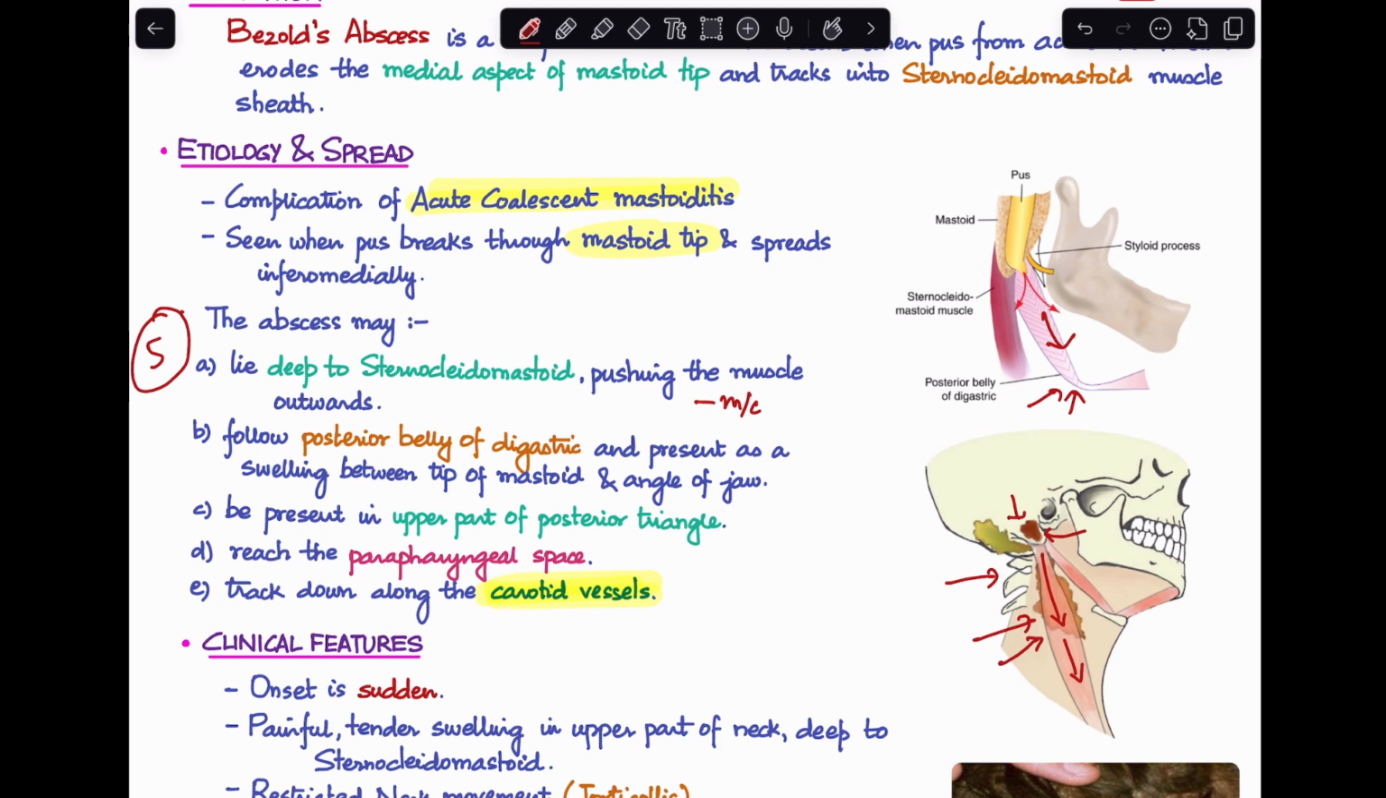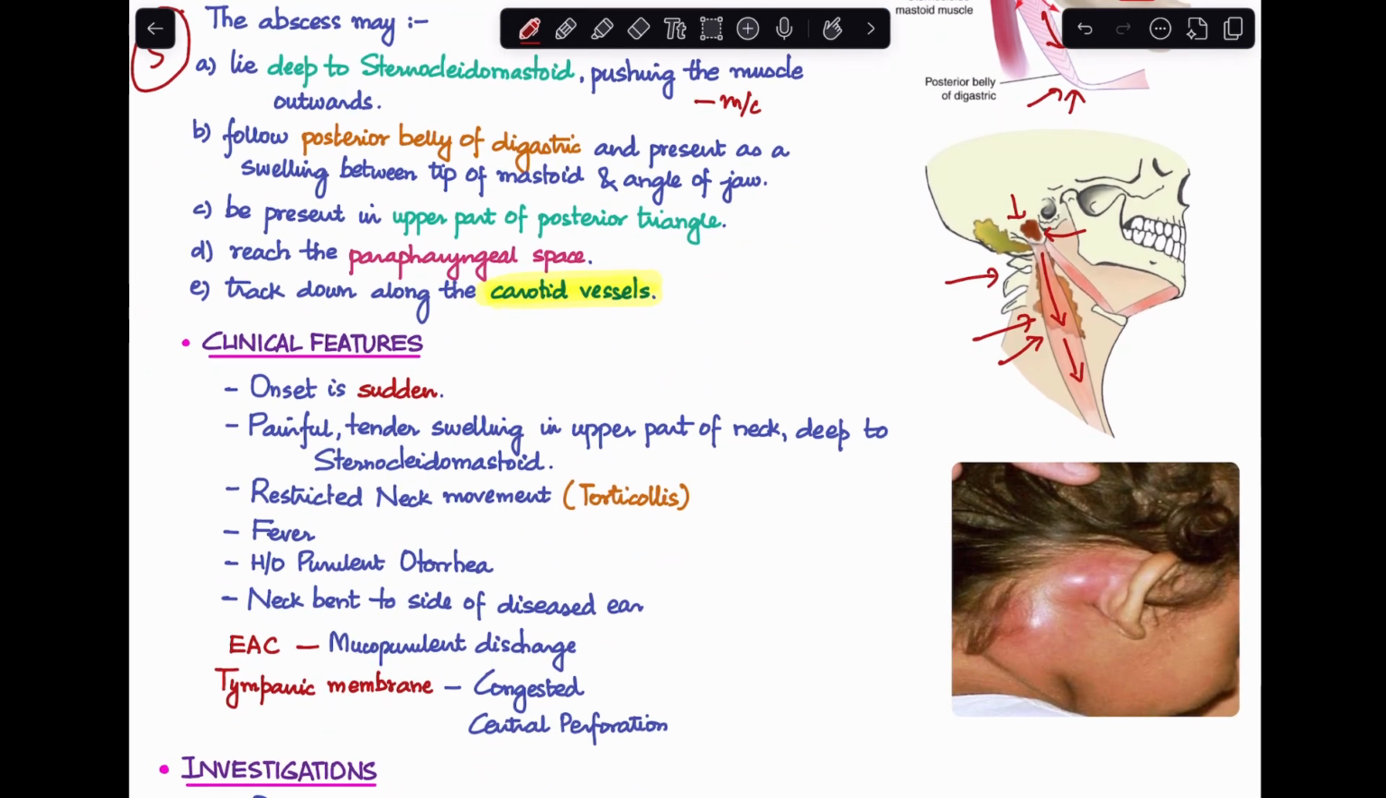Now, the patient in this case will present to you with a sudden onset of a painful tender swelling in the upper part of the neck deep to the sternocleidomastoid muscle. If you see, this is an image showing a case of Bezold's abscess. You can see that there is a swelling over here in the upper part of the neck deep to the sternocleidomastoid muscle. The patient will have restricted neck movement, which is also known as torticollis.